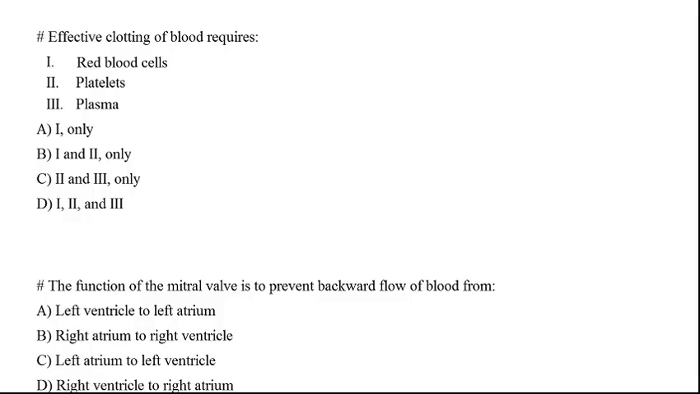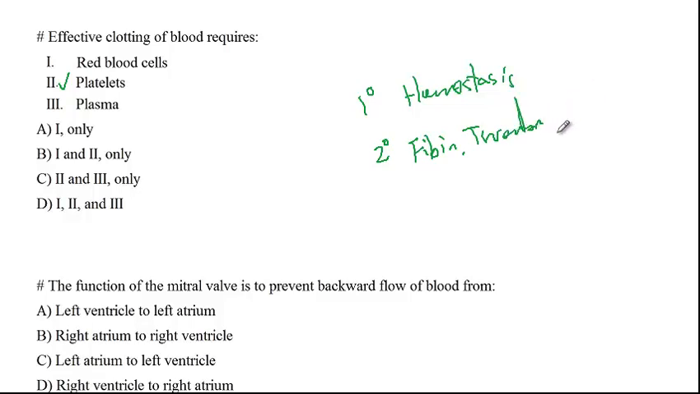All right, for the first question, which of the following is required for effective clotting of the blood? So we know that for clotting, we require primary hemostasis, which is being done by the platelets, so that's a correct choice. And then secondary hemostasis, which is being done by fibrin and thrombin and other coagulation factors. And where are these being found? They're being found in the plasma.